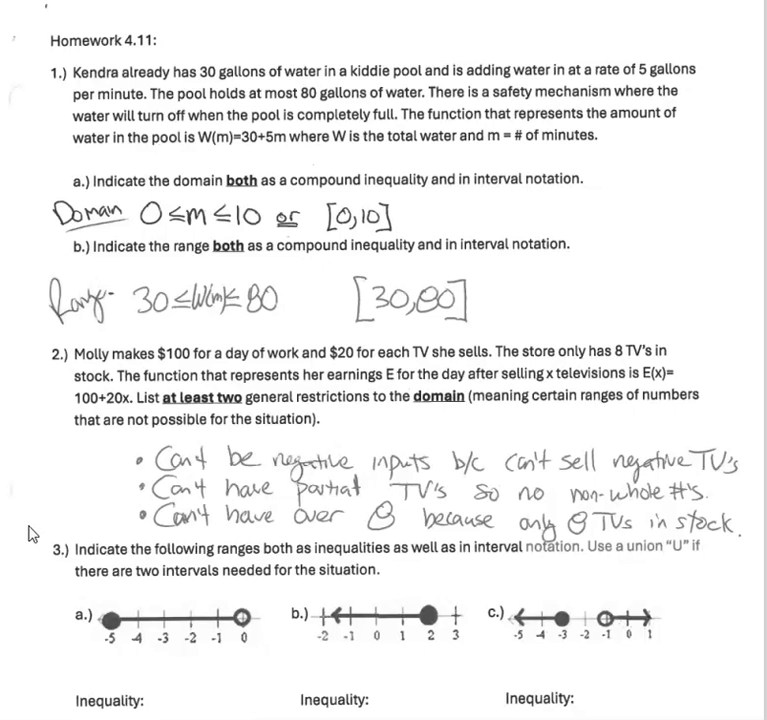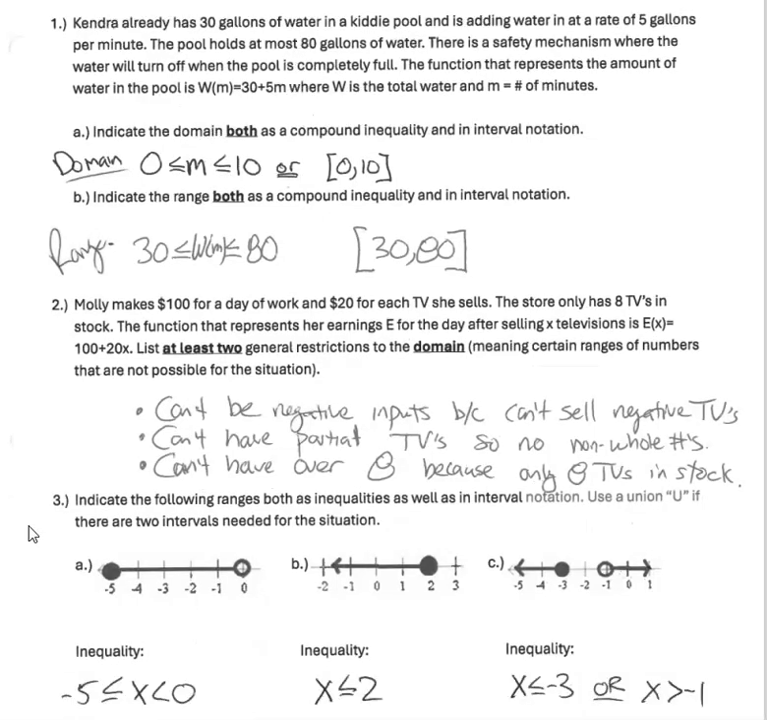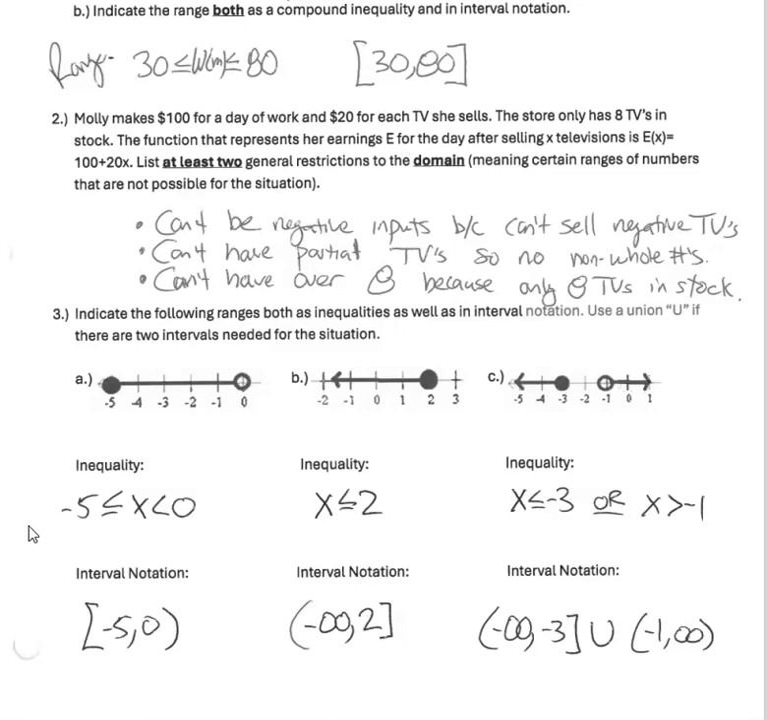The range: what is the least amount of water that's going to be in there? It's going to be 30 gallons. What's the most? 80 gallons, including 30 and 80. You can have both of those. That's why it's inclusive.